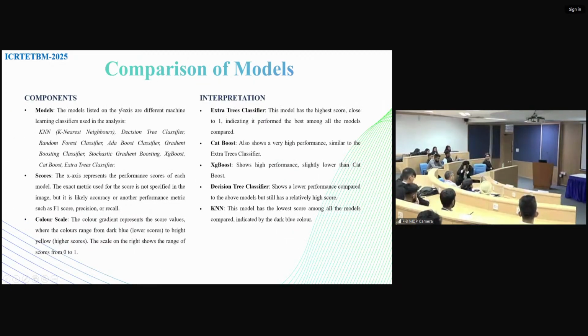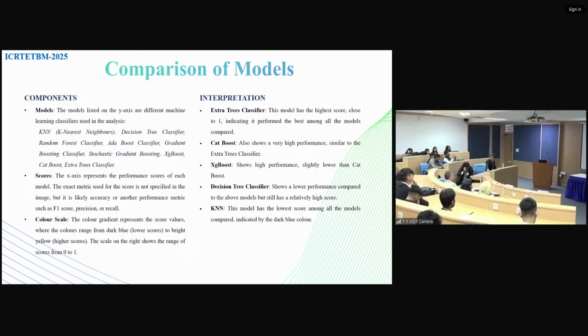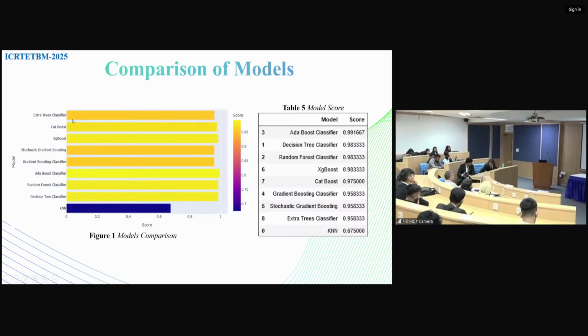All the components of the models are present, like KNN, decision tree classification, and others. And interpretation is also present. We have shown a graph by which we can see that XGBoost and AdaBoost have performed very well and KNN has not performed too well. The model scores are presented here.